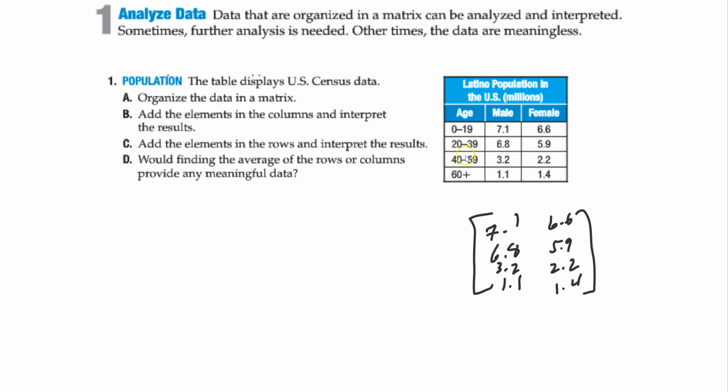Now we should keep in mind what everything is. Like this is the ages 0 to 19 and 20 to 39, and this is male and female. But that's all a matrix is. It's making a set of data.